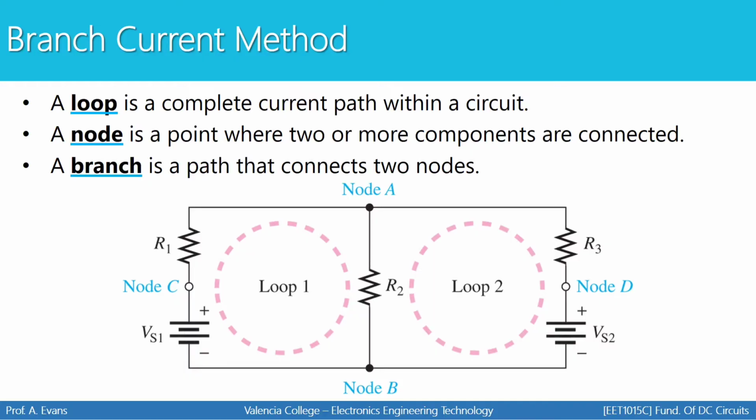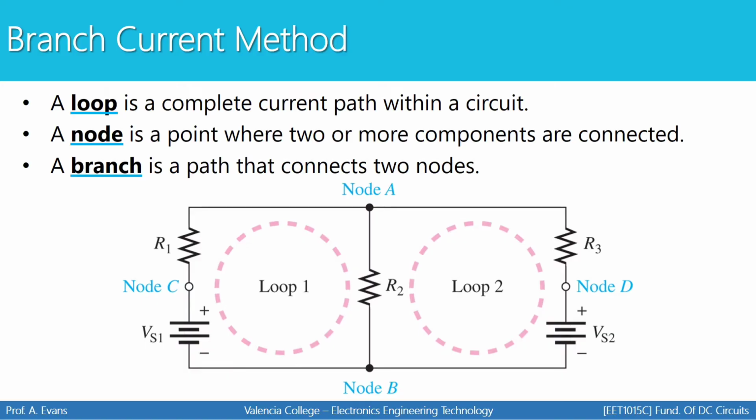Before we begin, we have to provide a few definitions. First, a loop is a complete current path within a circuit. Notice on the example, there are two loops. Loop 1 is on the left, loop 2 is on the right. It's simply a complete closed path within a circuit.